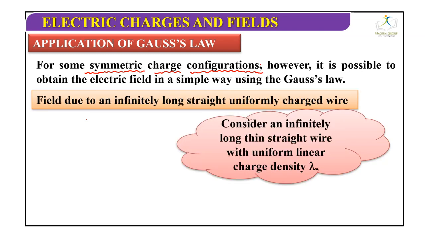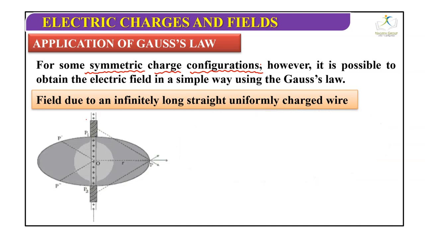Now, the field due to an infinitely long straight uniformly charged wire. To solve this question, firstly we consider an infinitely long thin straight wire with uniform linear charge density lambda. This is a positively charged wire, and there is a point P where we have to calculate the electric field. As we know, electric field lines are radially outward, and to bound this, we need a surface enclosing these charges, which we call a Gaussian surface.